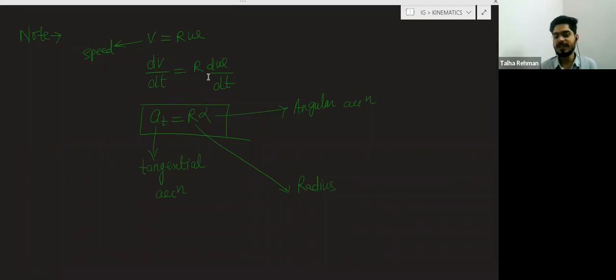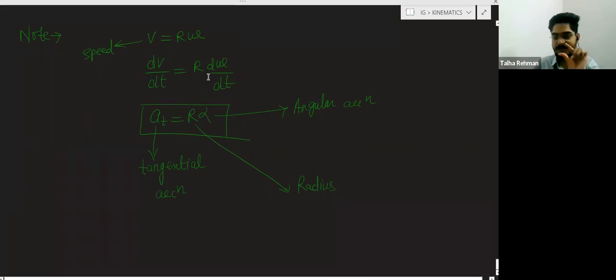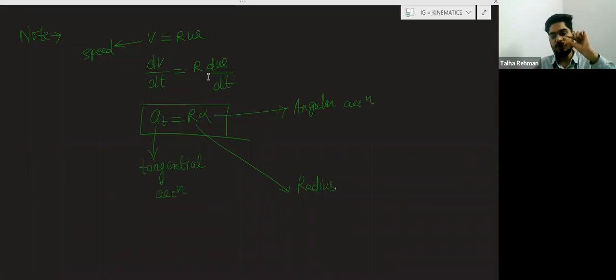Angular acceleration is change in angular velocity divided by change in time. We can calculate angular acceleration in 2 ways: instantaneous angular acceleration or average angular acceleration. Average angular acceleration is given by delta omega by delta t. Instantaneous angular acceleration is given by d omega by dt. For instantaneous velocity and instantaneous acceleration we will use d, like instantaneous acceleration is dv by dt.